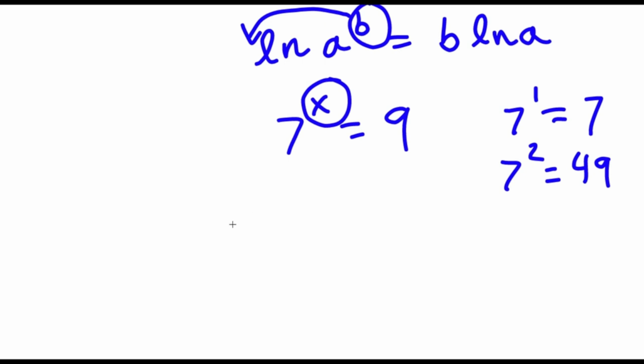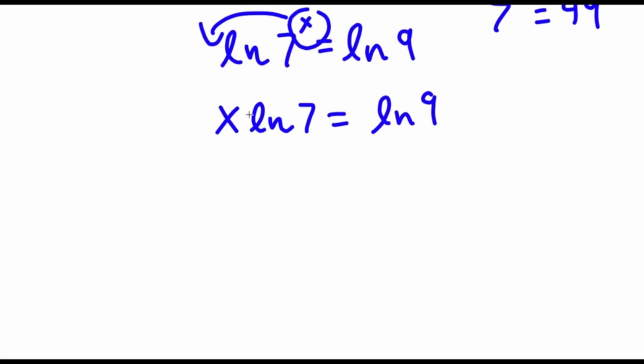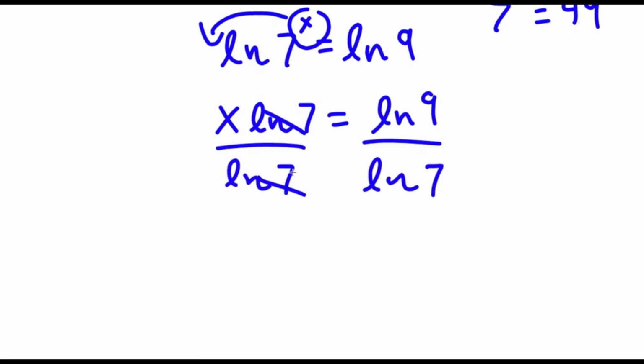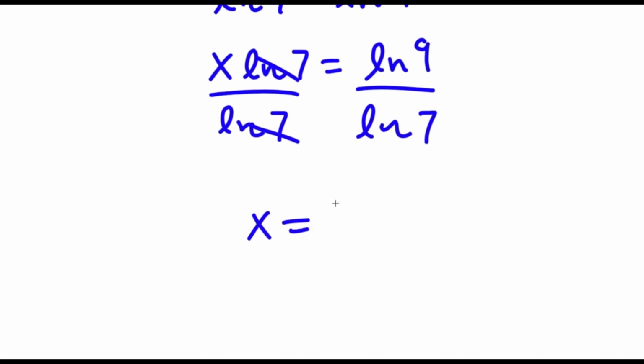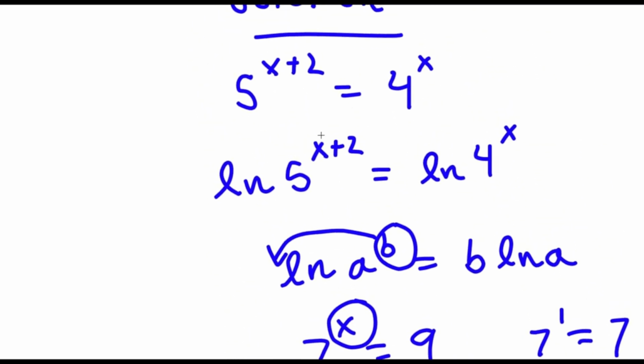However, by using this property, if I take the ln on both sides, I can now move this to the front, so now I have x times ln 7 is equal to ln 9. And now, as you see, x is a normal term, and it is much simpler to solve for x. Now all I have to do is divide both sides by ln 7. These two cancel out, and I'm left with x is equal to ln 9 over ln 7. So that's why this property is so useful.